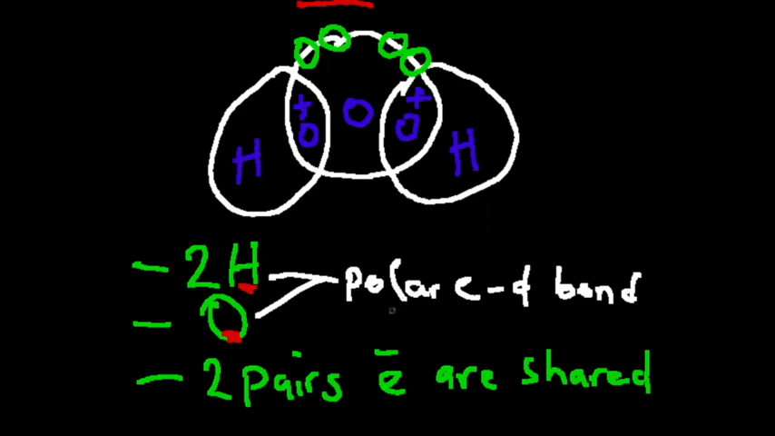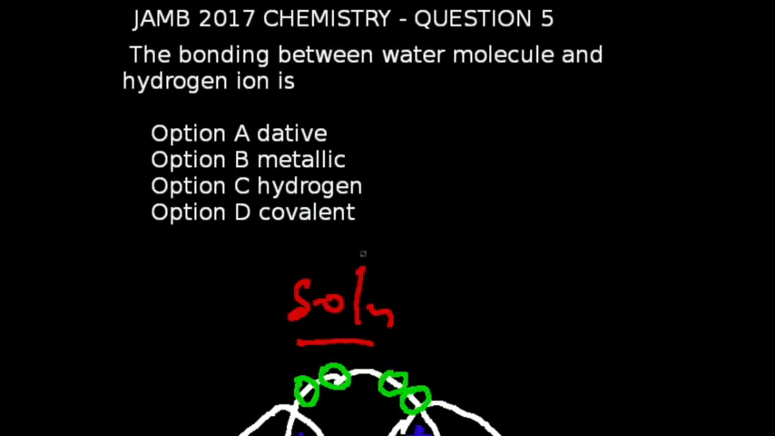as the case may be in a polar covalent dative bond. And for hydrogen water molecule binding, 2 pairs of electrons are shared. That could be found somewhere here. And that makes it dative. So if we go back to our options, the correct answer to this question is option A, which is dative bond.